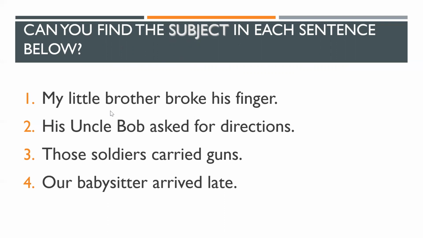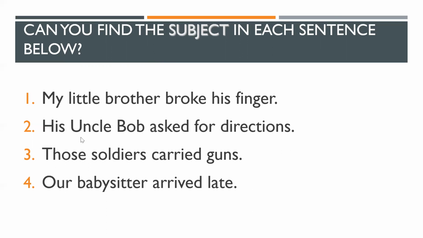Okay, which one is the main noun? We have brother. Additional information about the brother would be little. And then whose little brother? Mine. Can you get the idea? Because usually the main noun is at the end of the noun phrase. So you have brother.